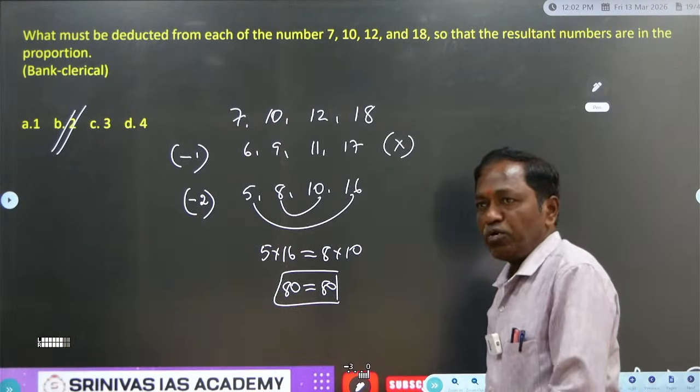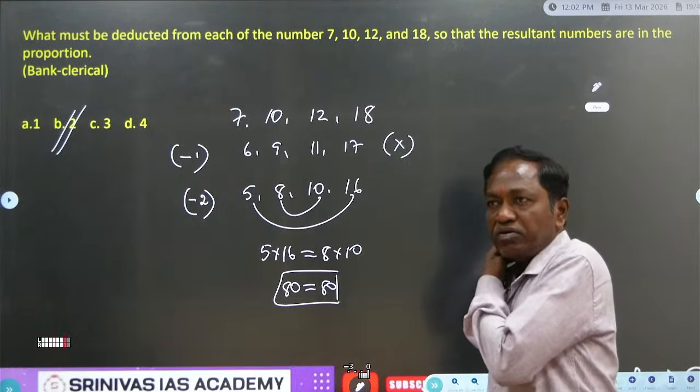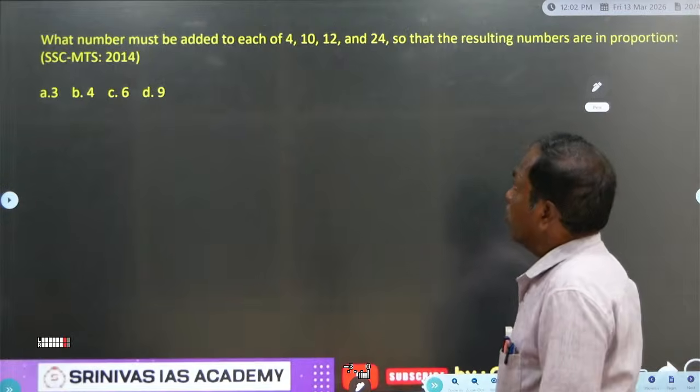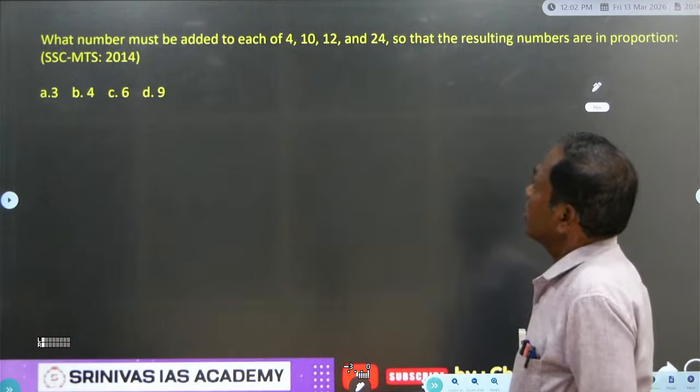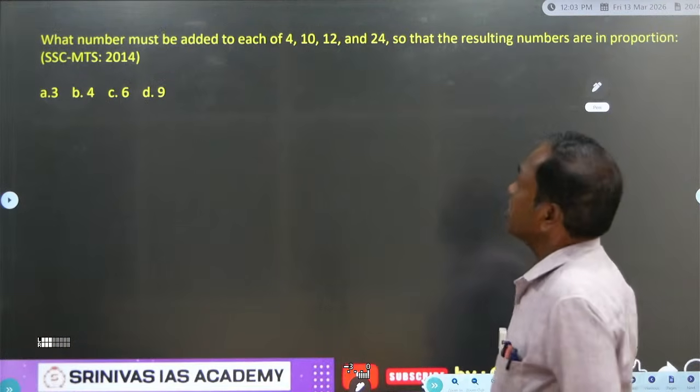Now, did you understand what proportion means? Product of means is equal to product of extremes. Now, what number must be added to each of 4, 10, 12, 20 so that the resulting numbers are in proportion?